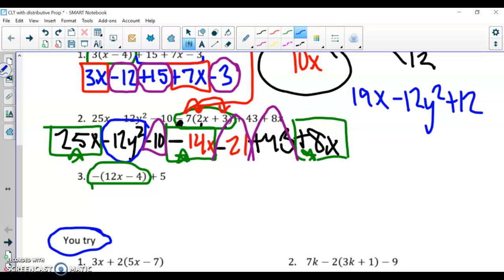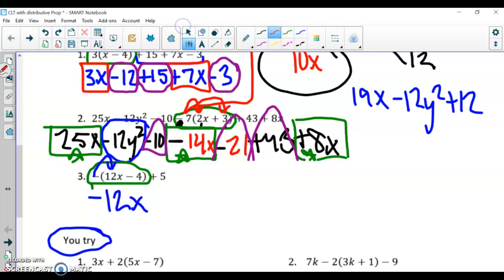So that's all that's happening. We're going to distribute that negative into my two numbers, and we're just changing it to the opposite value. So instead of positive, it's going to be negative. If it was negative, it would be positive. Okay, so this is a positive 12x. So now it's going to change into a negative 12x. Okay, that's all that's happening. We're just changing it from positive to negative.